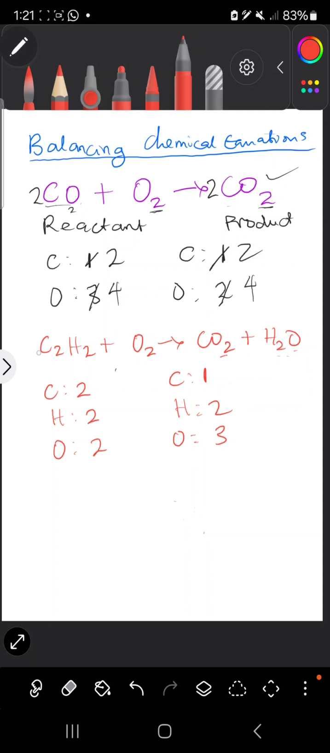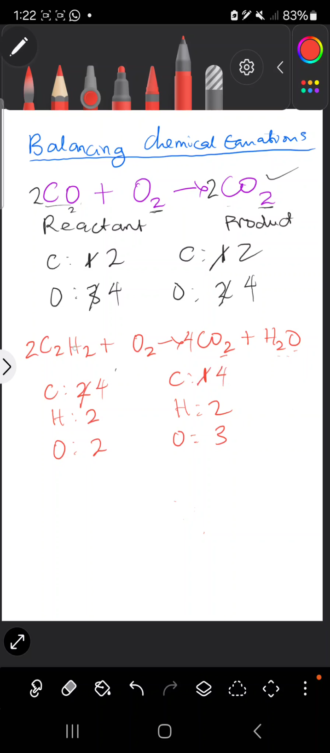It's not complex. Let me start with this. What can I do here? If I introduce a coefficient of 2 here, what do you think? It means that my carbon is no longer 2 here. It becomes 4 because I will now say 2 times 2. That gives me 4. So I have to also introduce 4 here to balance this carbon. This is no longer 1, it is now 4. So my carbon is balanced.